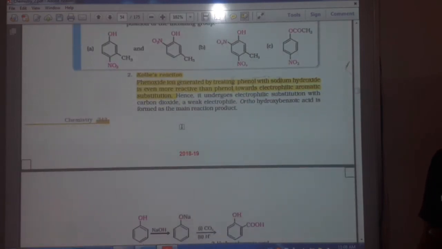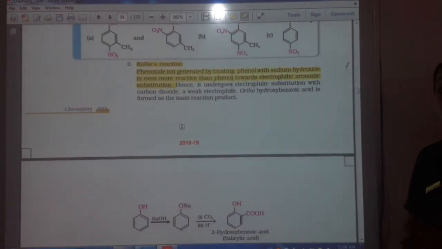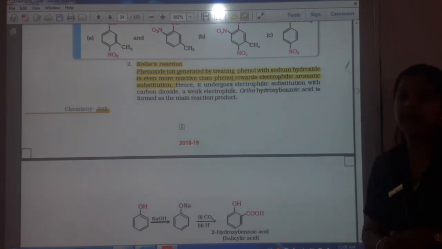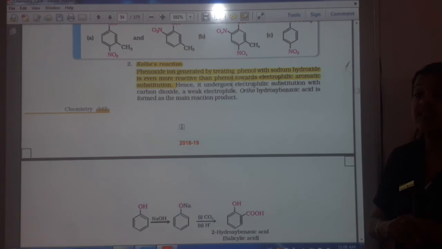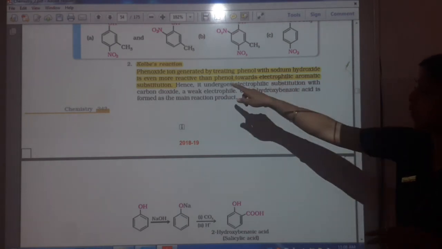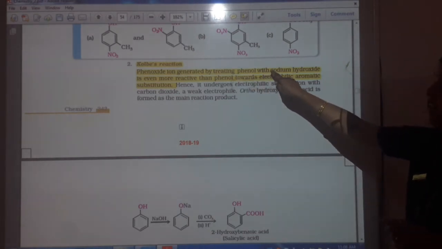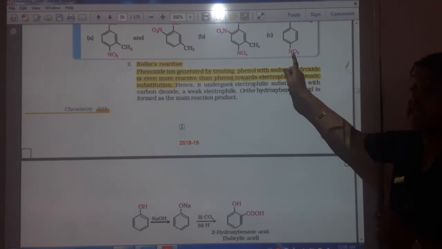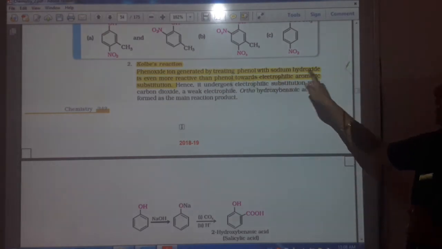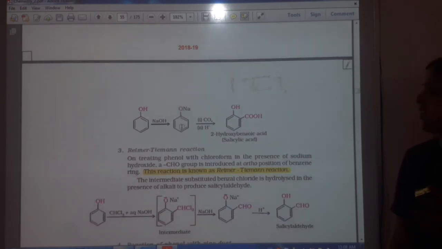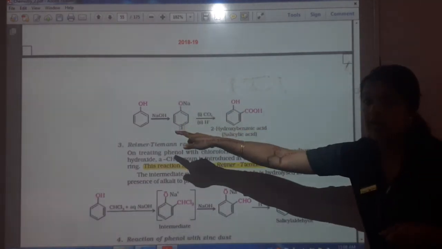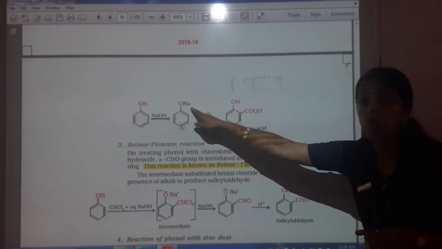Next one is a very important reaction, which is Kolbe reaction. Again children, in plus one we studied this, you remember? There we studied with RCOONa. Phenoxide ion generated by treating phenol with sodium hydroxide is more reactive towards electrophilic substitution. So what is Kolbe reaction? Very easy. Phenol with sodium hydroxide gets ONa.